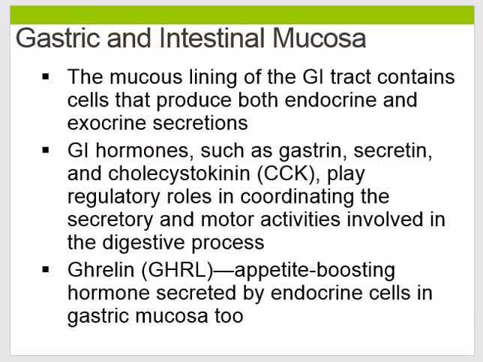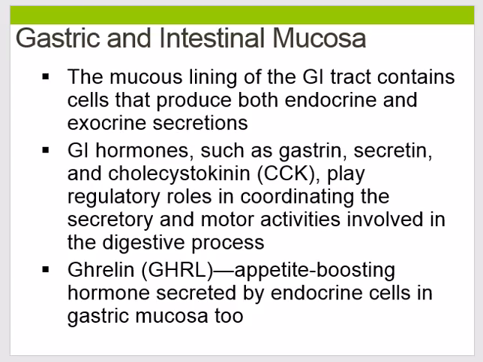All right, gastric and intestinal mucosa. So the mucus lining of our gastrointestinal tract, which is similar to the pancreas, contains cells that produce both endocrine and exocrine secretions, and that's not common amongst all glands in the body. But you should know that it's the gastrointestinal tract as well as the pancreas that have both endocrine and exocrine glands and corresponding hormones and secretions.